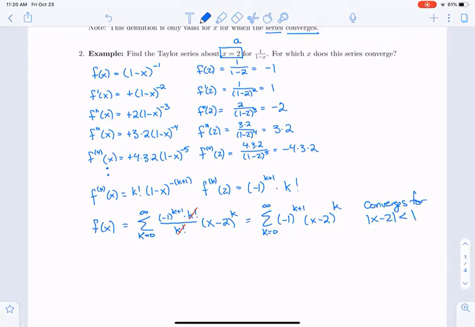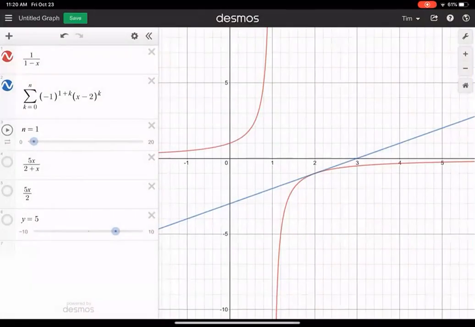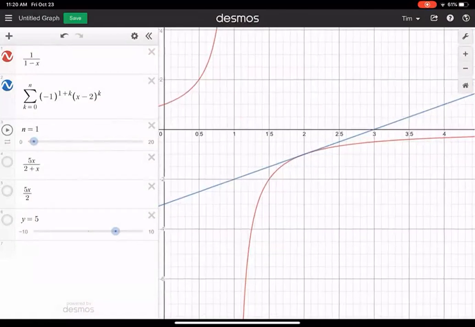So f of x is equal to the infinite series when x minus 2 in absolute value is less than 1. So when you're within 1 of 2. And the polynomials themselves are good approximations when you're within that radius of convergence. So I'm actually going to plot the series and I'm going to plot the function. So here's the function 1 over 1 minus x. I'm interested right here around x equals 2.